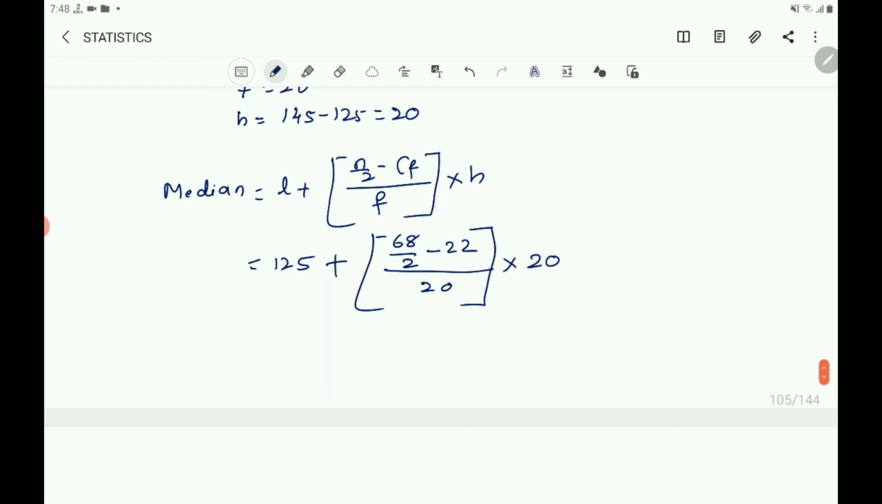Now here you can cancel. You write 125 as it is plus, these two 20s cancel, so it is better to cancel them. Then 68 by 2 is 34, minus 22.